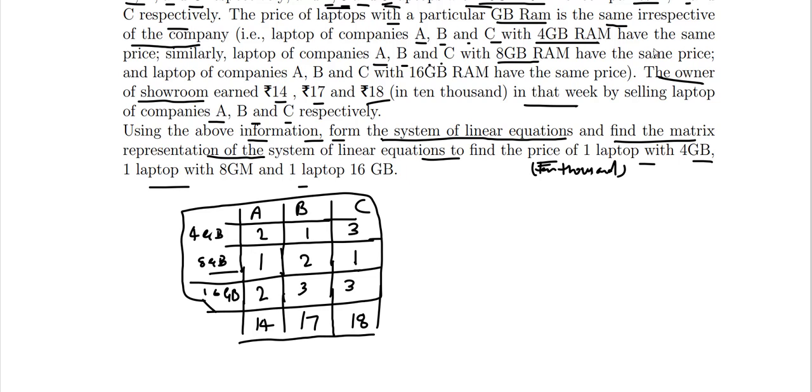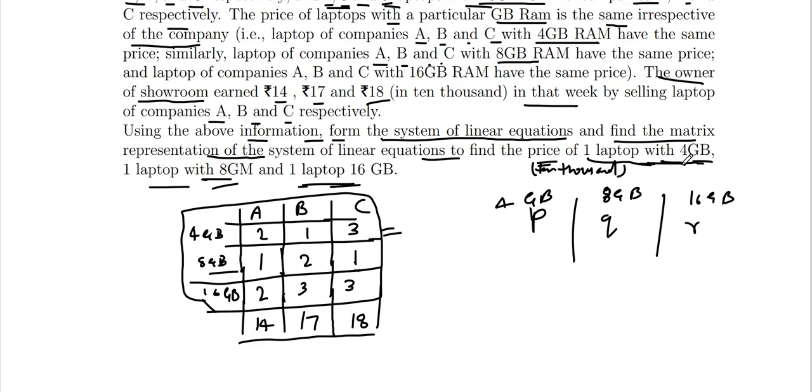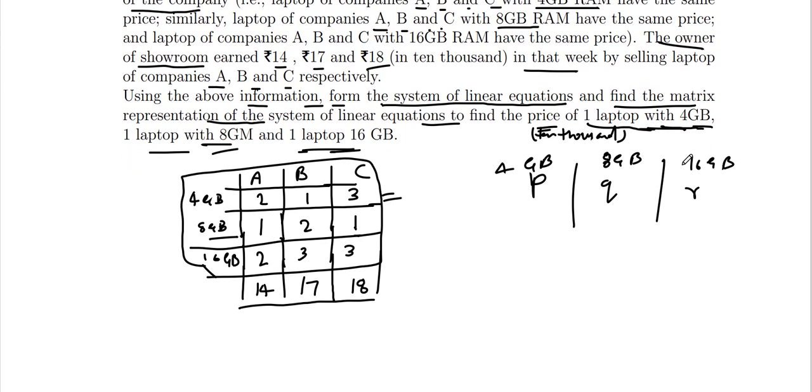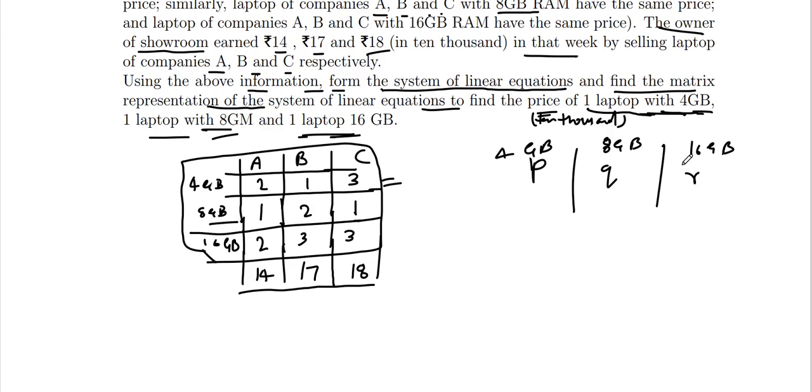Now we will try to form the system of linear equations using this information. So assume the price of a laptop with 4 GB is P, the price of a laptop with 8 GB is Q, and the price of a laptop with 16 GB is R. Now let's get back to our chart here. So these are the prices of a laptop. Now we will try to form the system of linear equations using these variables.